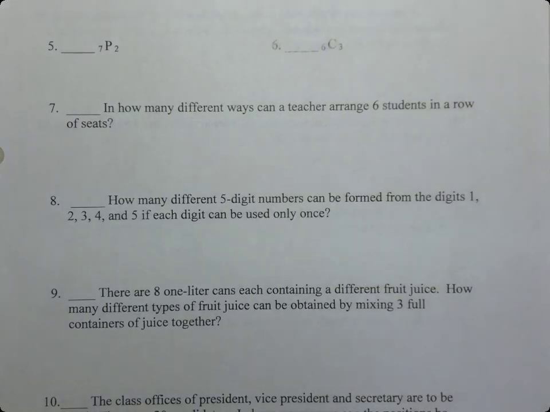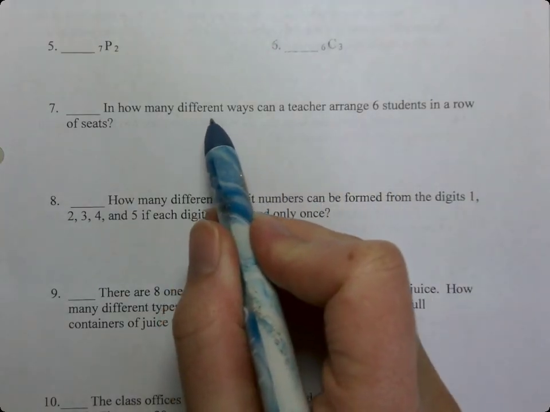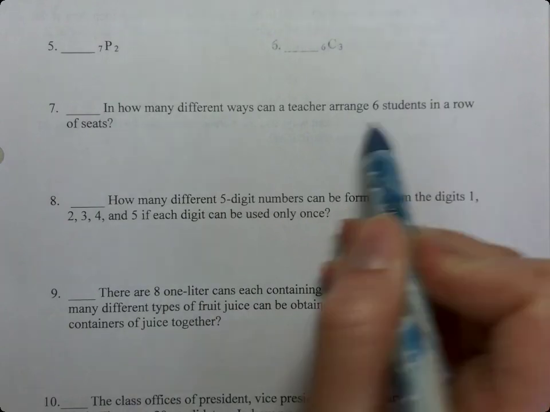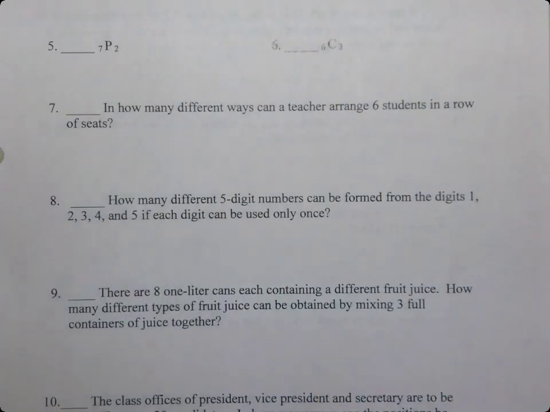There is a first seat and a last seat. So I might have a reason to put a student in the first seat. They can't see, they're a distraction. I might have a reason to put a student in the back seat. They are my tallest kid in the class so they can see over everyone's head. But the order does matter because it's saying how many different ways can a teacher arrange 6 students in a row of seats. So one way to do this is a permutation.